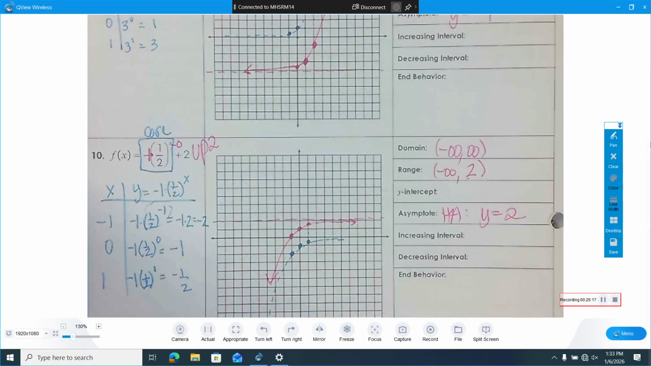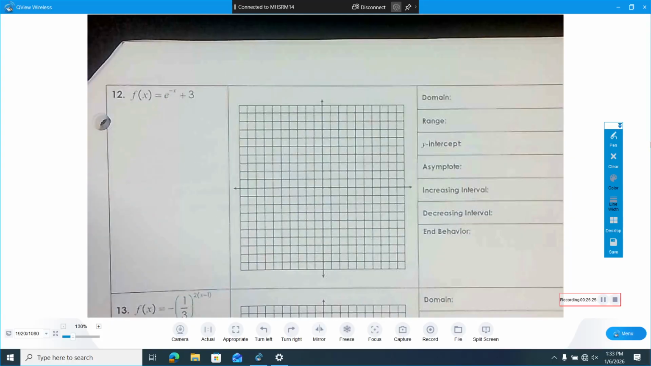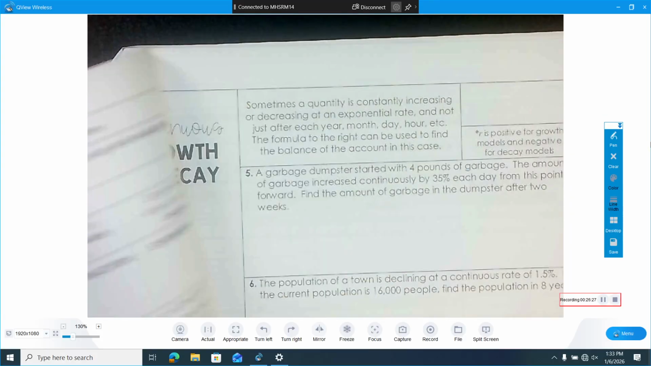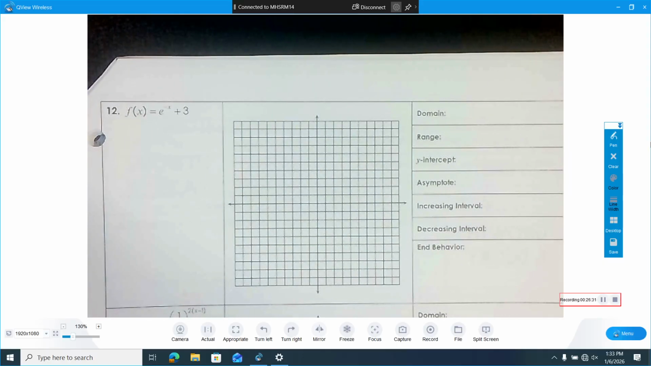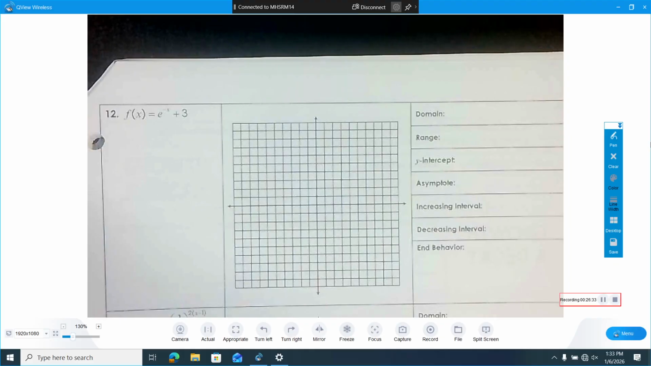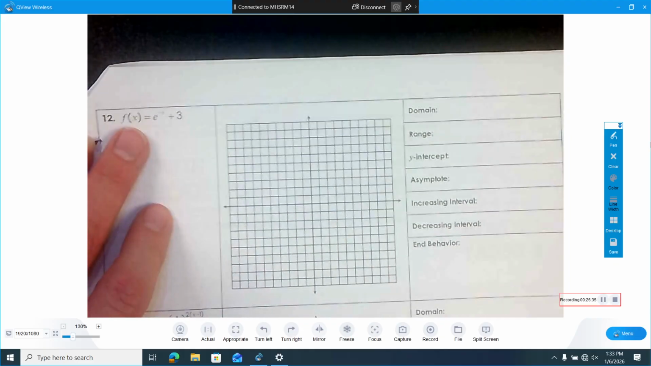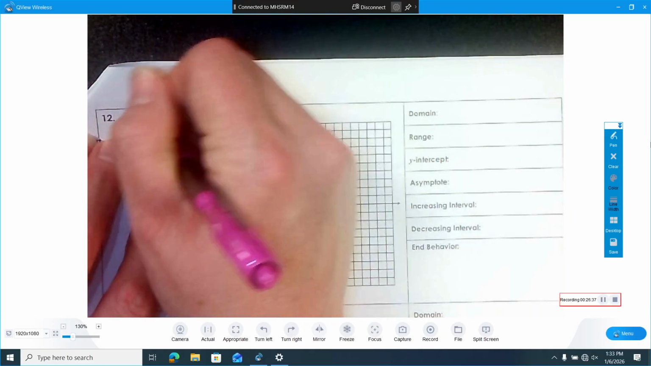All right, let's see. I want to try the page. I'm going to change some of these. How are we on time? Okay. I don't want to do that one. Let's not do that one.